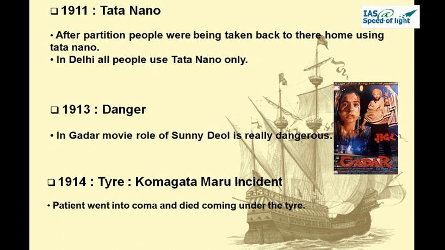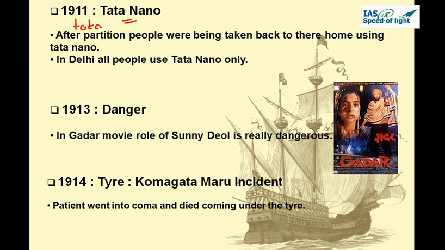Let's go ahead to the next year. It is 1911. 11 is T, 1 is T and T. So it becomes Tata. So Tata Nano. This year we want to link two pieces of information. One is transfer of capital, and second is the annulment of partition. So transfer of capital from Calcutta to Delhi. So in Delhi, all people use Tata Nano only.